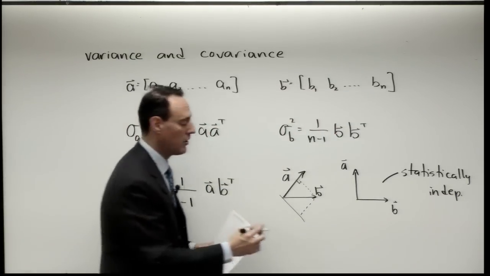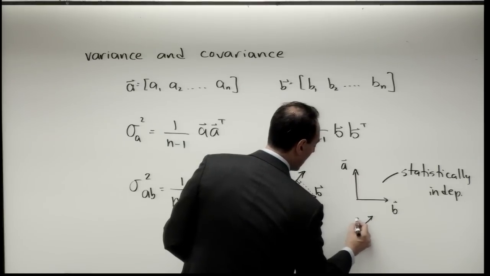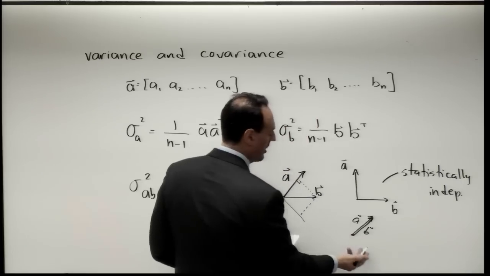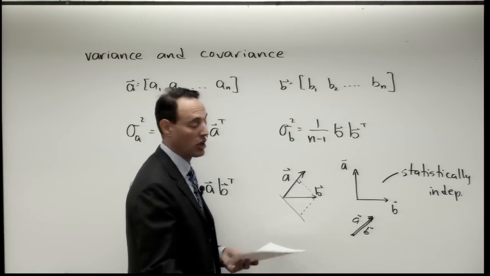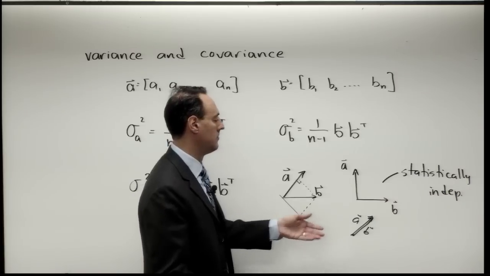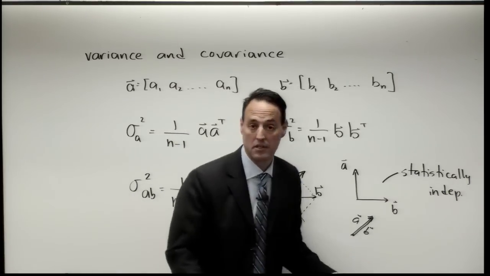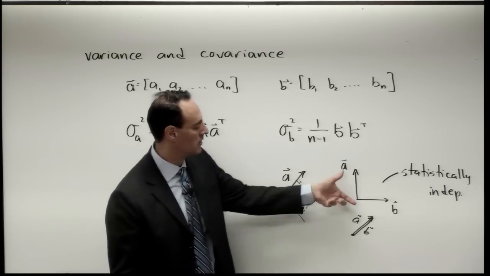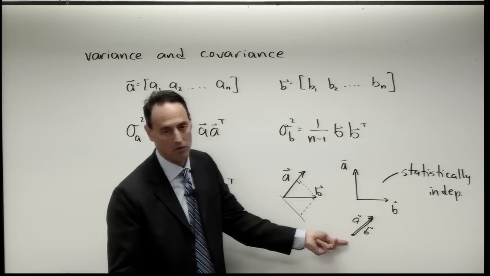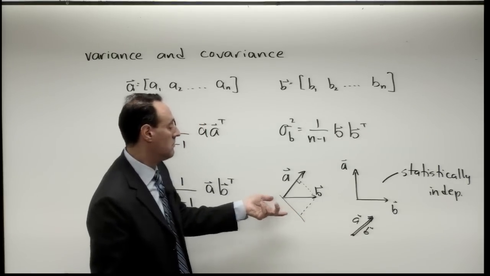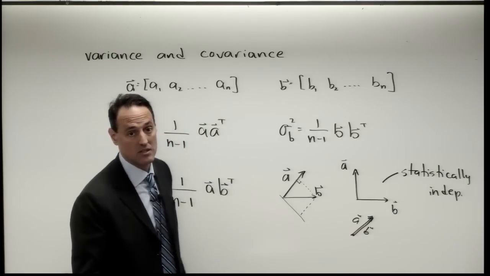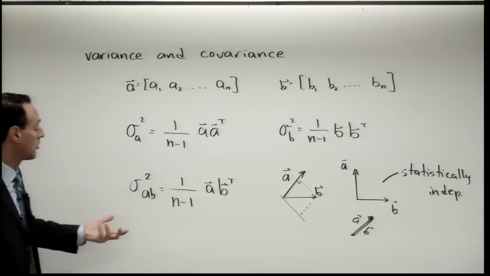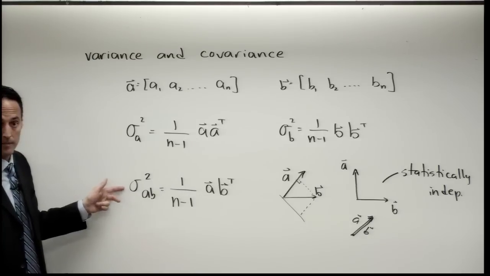However, if A and B go in the same direction, here's A, here's B on top of it, then they're basically the same vector. They're just the same. They're statistically dependent. More generally, A and B are neither completely orthogonal nor on top of each other. So they have some overlap, and so there's some kind of statistical dependence. The measure of how much statistical dependence is given by this quantity right here.